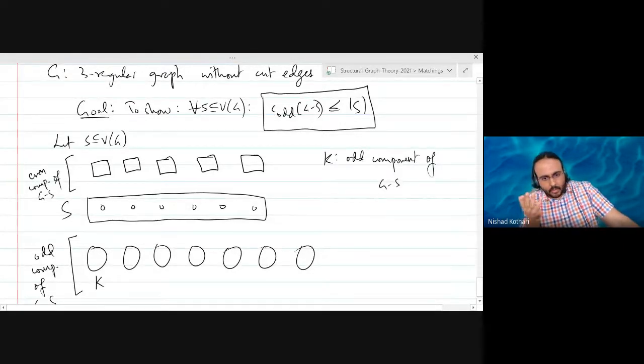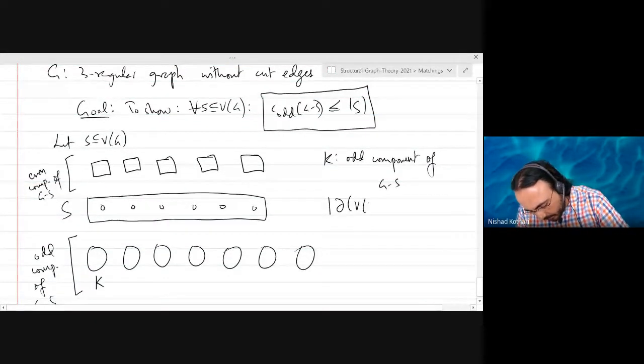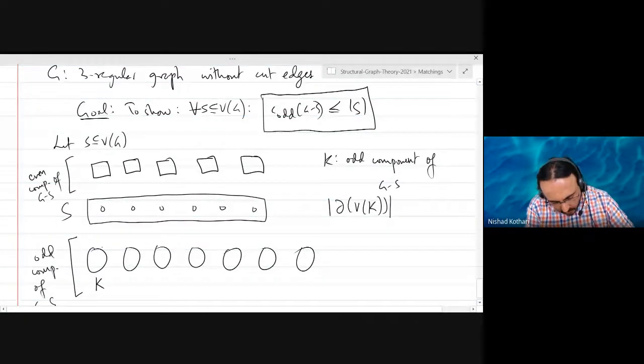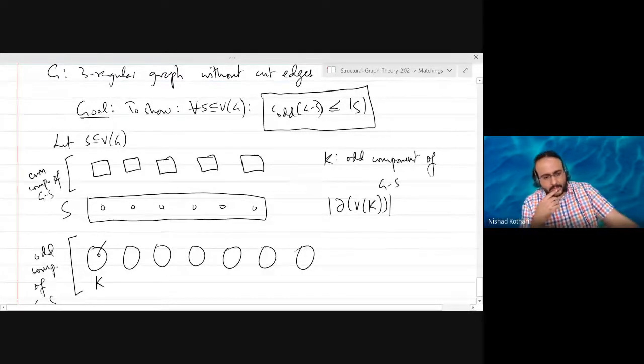Right? If there are no odd components, then you are done because 0 is less than or equal to any positive number. So we may assume that there are at least some odd components. Let's look at one odd component. I want to think about this quantity. How many edges are coming out of K? Also, if an edge comes out of K, where is the other end of this edge? It must be in S. It has to be in S, right?